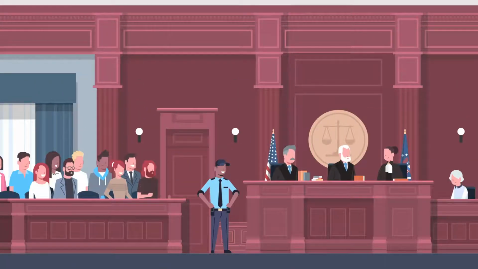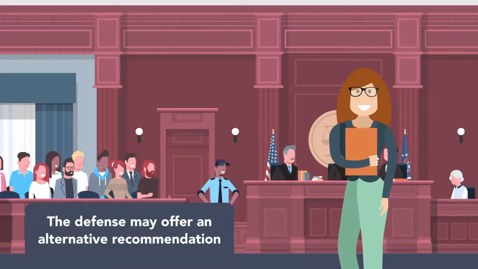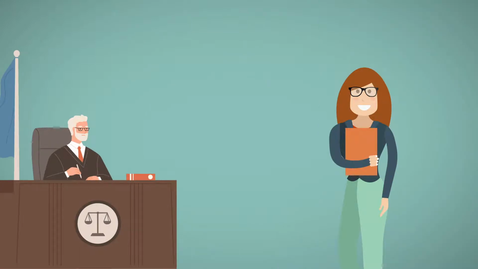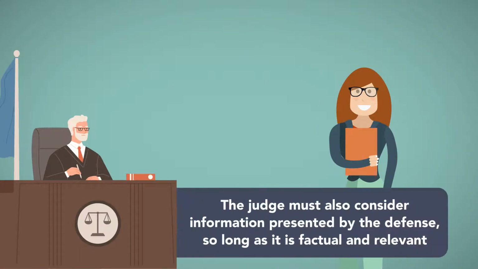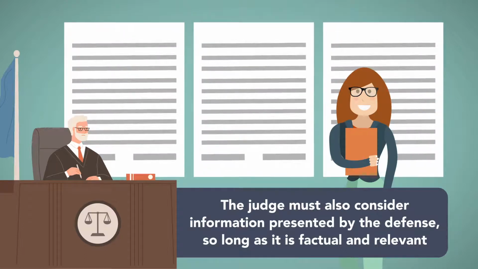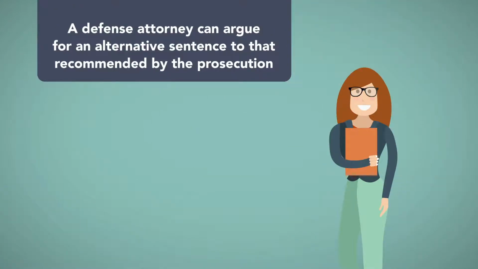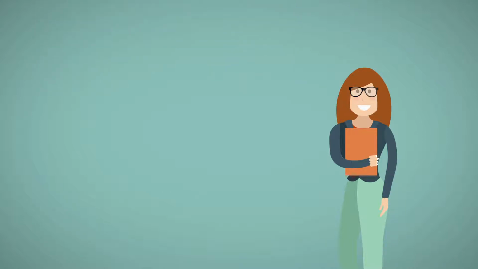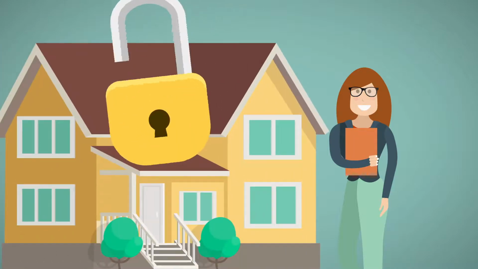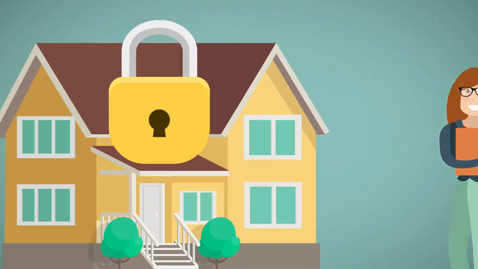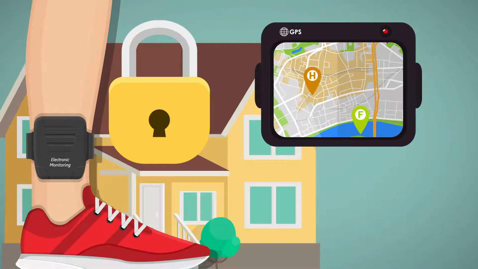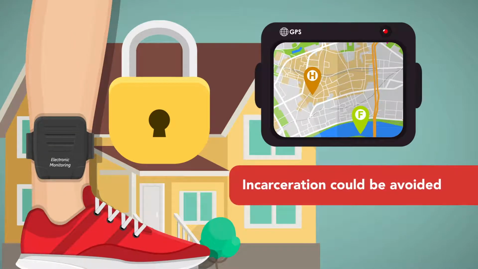Following the prosecutor's sentencing recommendation, the defense may offer an alternative recommendation. Just as the sentencing judge considers the prosecutor's recommendations, the judge must also consider information presented by the defense so long as it is factual and relevant. A defense attorney can argue for an alternative sentence to that recommended by the prosecution. For example, the defendant's attorney might argue that the community is protected by sentencing the defendant to house arrest with GPS monitoring, and so that incarceration could be avoided.